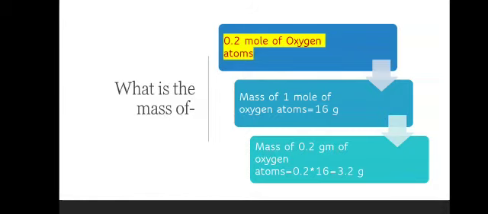So here what is given? 16 gram is the molar mass. How are we getting that? 1 into 16. Atomic mass is the same as the molecular mass here, because only one atom is there. If two atoms are there, 2 into 16 will come. But here only 1, so 1 into 16, that is 16 gram. Then the number of moles is in the question. What is the number of moles? 0.2 mole. 0.2 into molar mass, that is 16, that is equal to 3.2 gram.